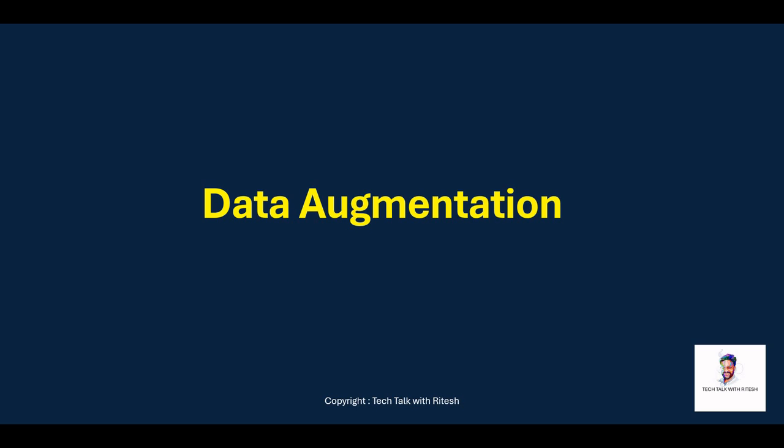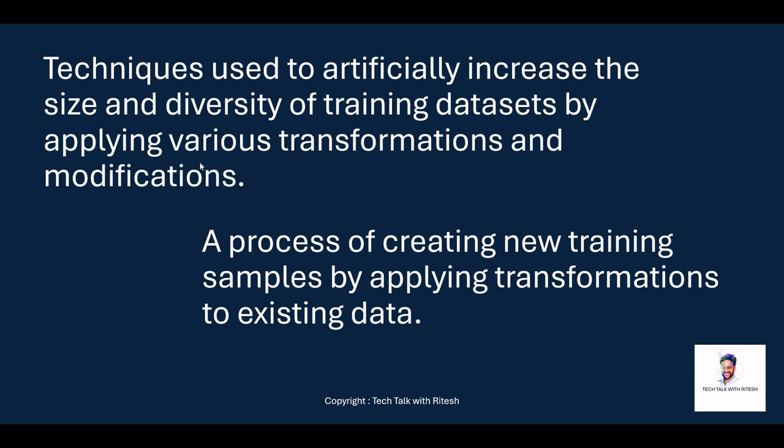Augmentation. What is augmentation? Augmentation is the process of increasing the size, value or quality of something by adding to it. Okay, that is called augmentation. So data augmentation is we are going to add some more data to it, right? That is data augmentation. Data augmentation is a technique used to artificially increase the size and diversity of training data sets by applying various transformations and modifications. It is a process of creating new training samples by applying transformations to existing data.